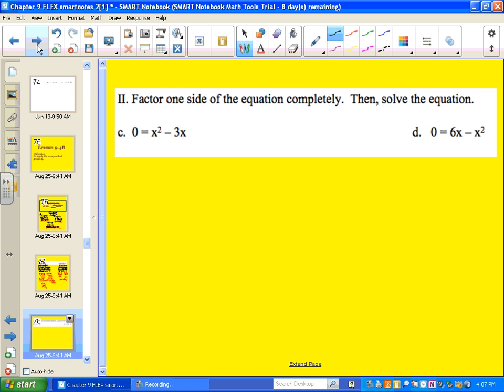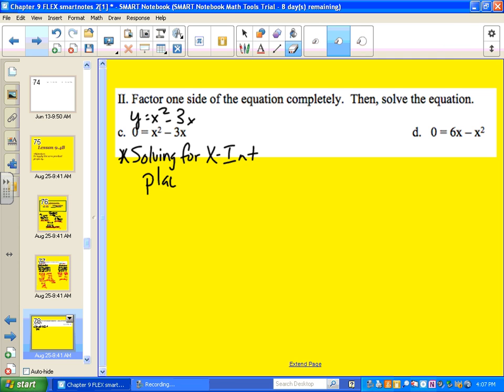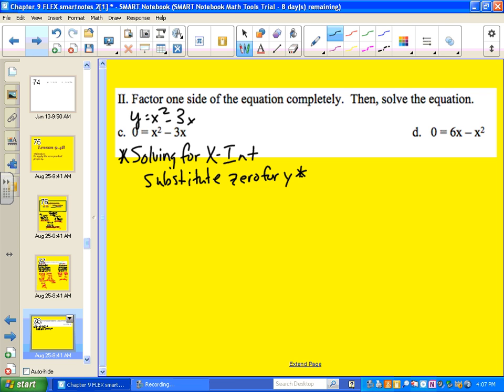All right, let's look at some examples now where we apply this to factoring. Now remember, when we factor, we're solving for the x-intercepts of a quadratic function. So this equation here, C, would typically be y equals x squared minus 3x. Since we're solving for the x-intercepts, we place 0 in for y. Solving for x, substitute 0 for y. So we have 0 equals x squared minus 3x.